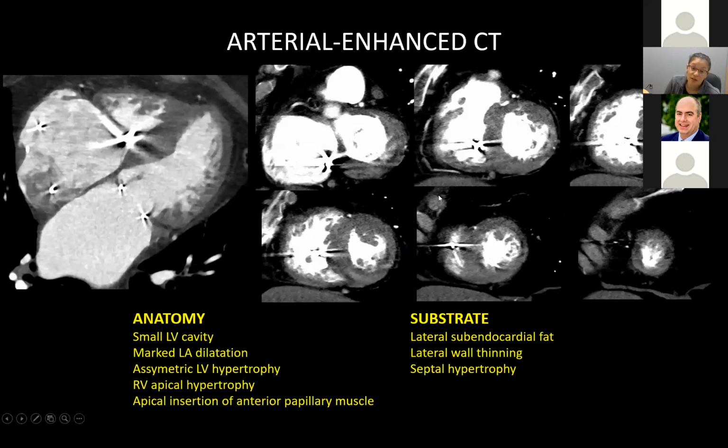I've found at our institution that I don't get very good fidelity MRI images. And so I've been turning more and more to arterial enhanced CT. And that's what we used in the sarcoid patient that I presented at the beginning of the talk.